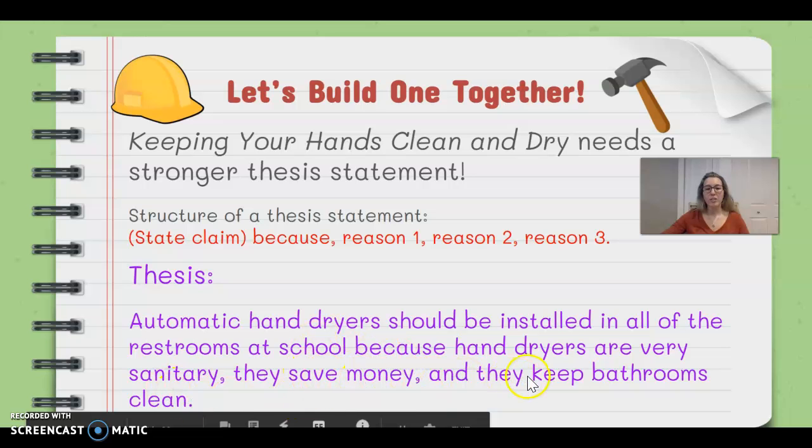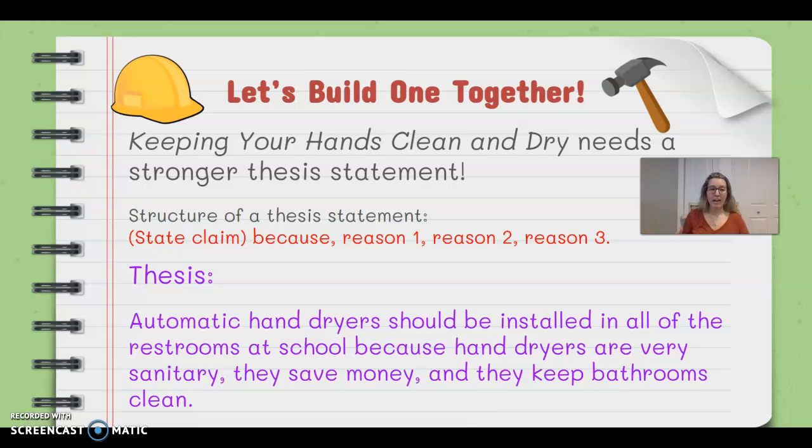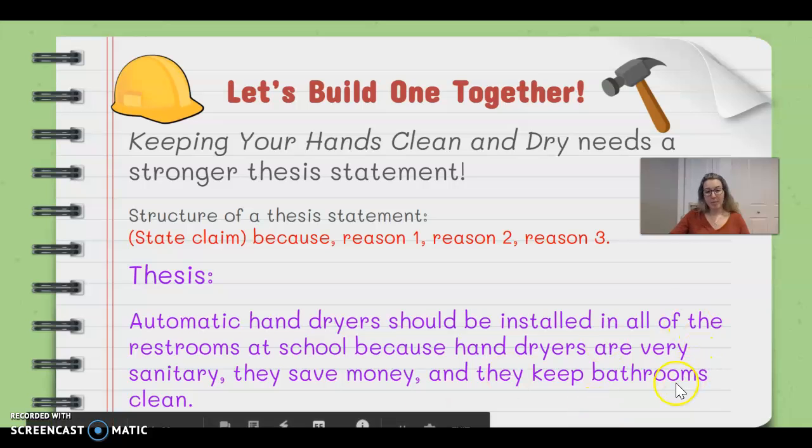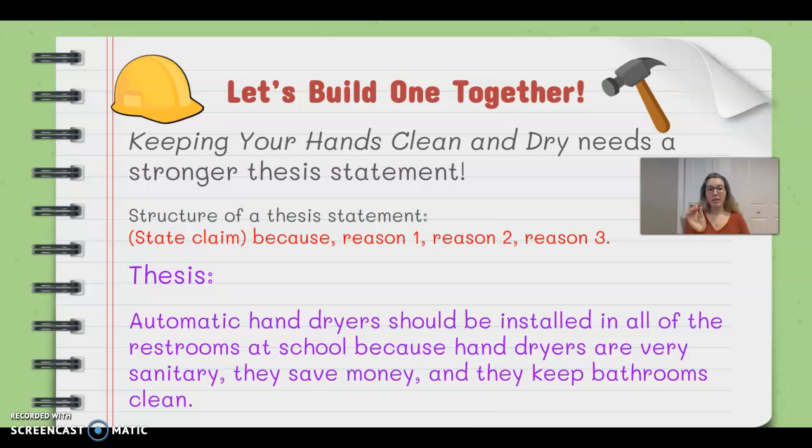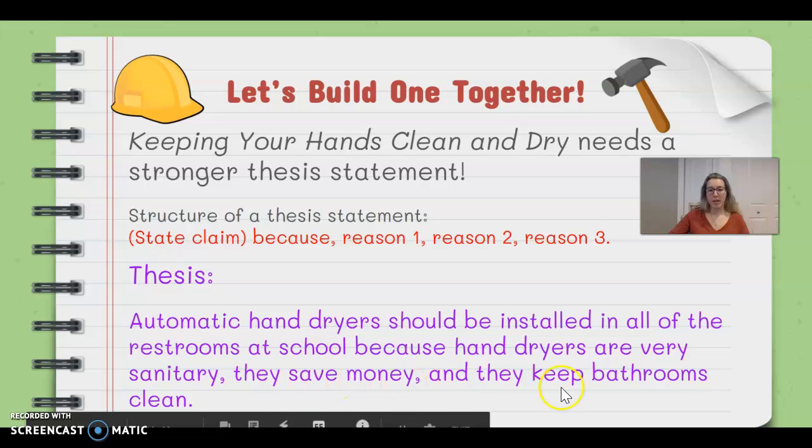Notice how I didn't go into a lot of elaboration about my reasons because each of those reasons is going to be its own separate body paragraph in your paper. So you will have plenty of time to go and elaborate and add evidence and details. Your thesis statement is one sentence, and when we're listing a lot of things in one sentence, it can be hard to follow along. So we want to keep those very short and concise and just give the reader a taste of what it's going to be about without going into too much detail. So short and sweet. They save money, keep bathrooms clean, very sanitary, okay?